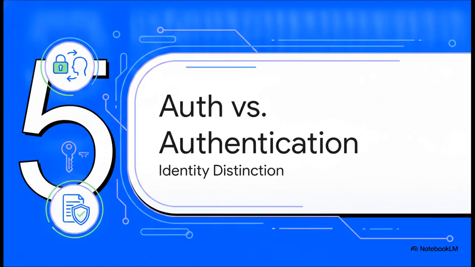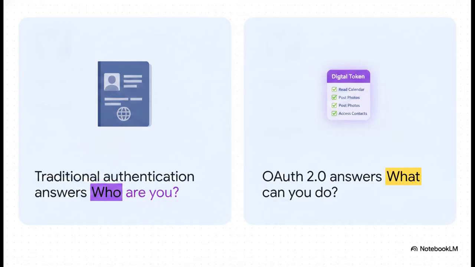Section 5. Authorization versus authentication. The identity distinction. Now, we really need to address the single biggest misconception in the industry. It is absolutely critical to understand that OAuth is authorization. It is not an authentication protocol. Traditional authentication answers the question, who are you? OAuth, on the other hand, is purely about delegating permissions. It answers, what is this application allowed to do?